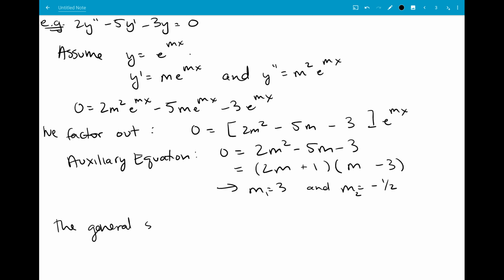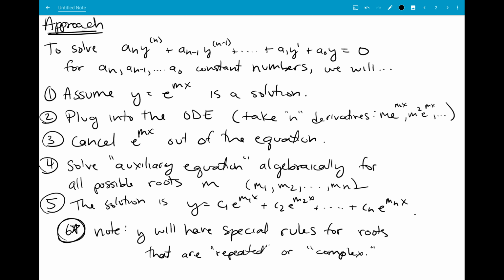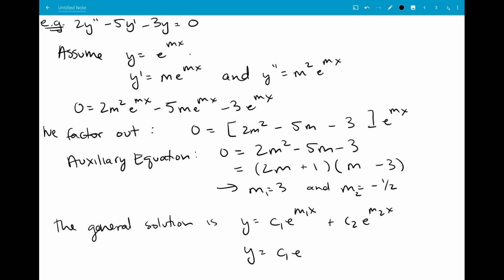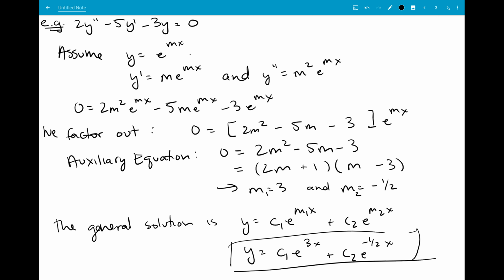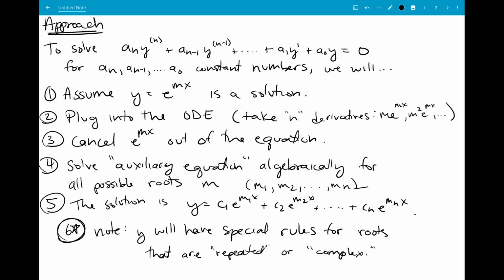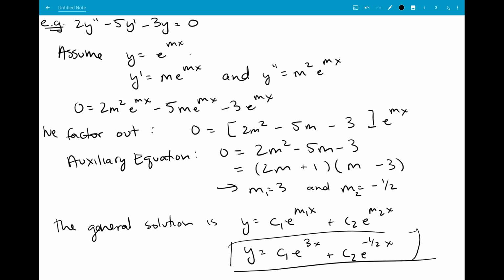So the general solution is y equal to c1 e to the m1x plus c2 e to the m2x. From the previous list, that's just what I told you the answer is. And so it's y equals c1 e to the 3x plus c2 e to the minus 1/2 x. And I've solved the differential equation. The reason why we know that those m's will work is because we solved for them by assuming that they'll work as solutions.